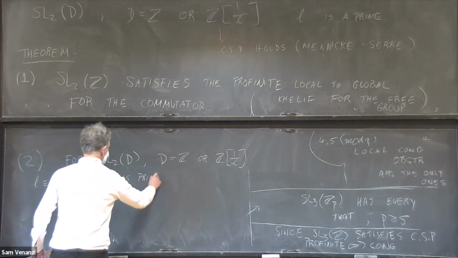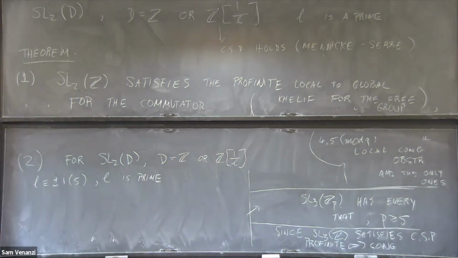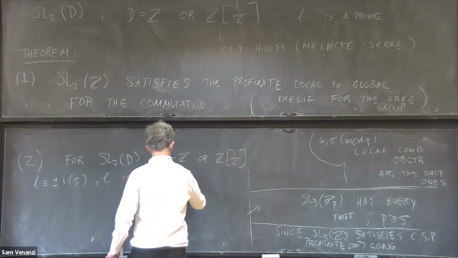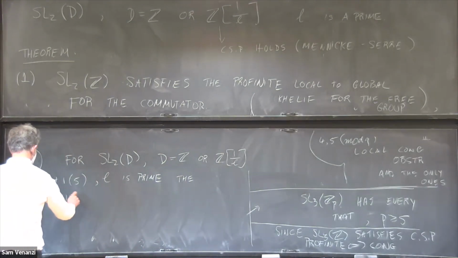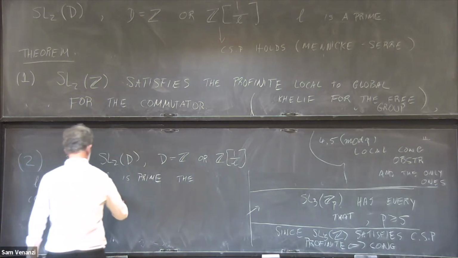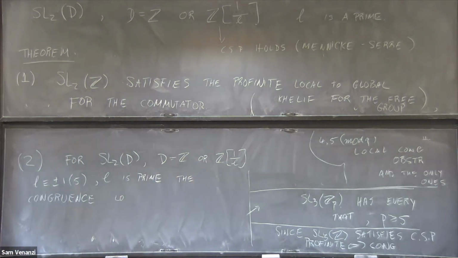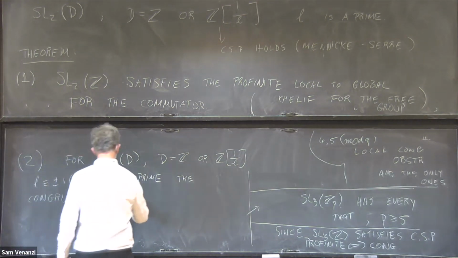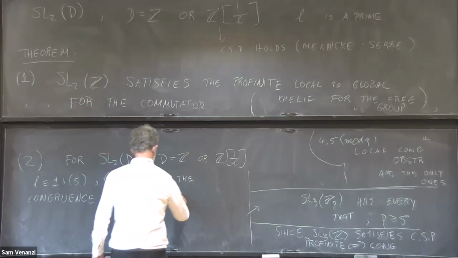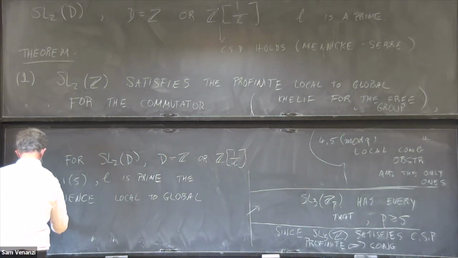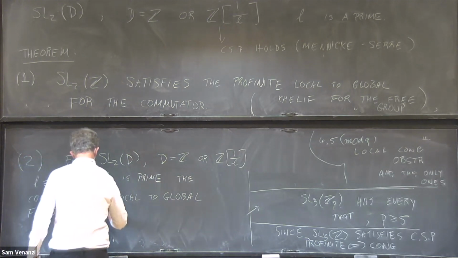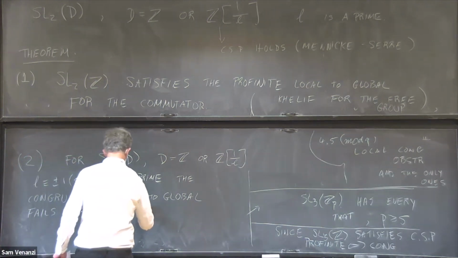I have to make it complicated, but anyway, the main point is we want to show that it fails, so it's enough to give the congruence local to global. By congruence, I just mean you test your equation in all congruence quotients. Congruence local to global fails for infinitely many conjugacy classes Z.